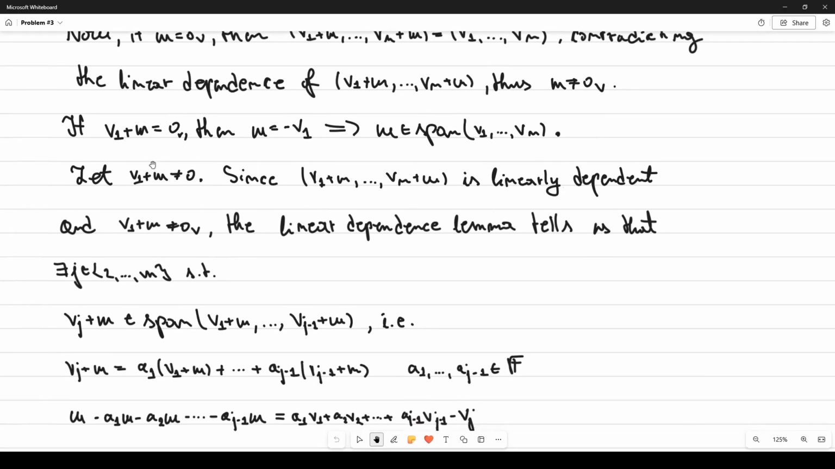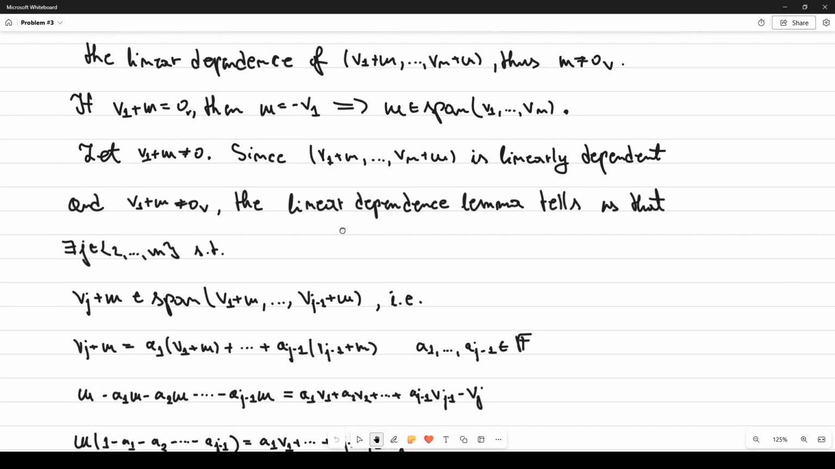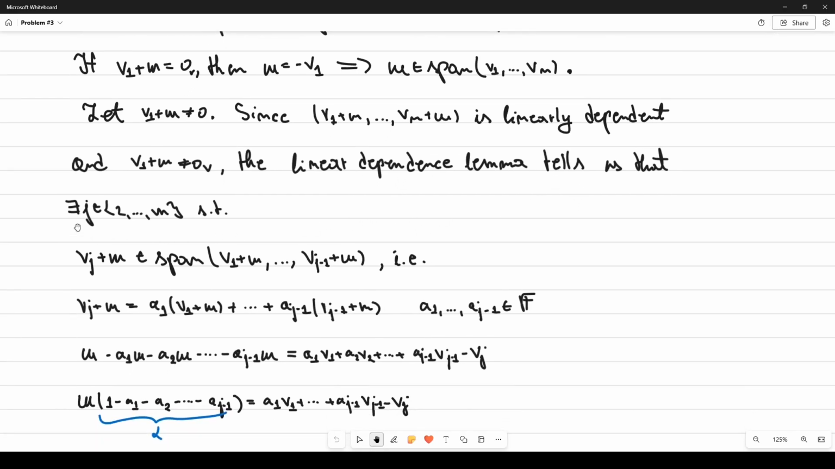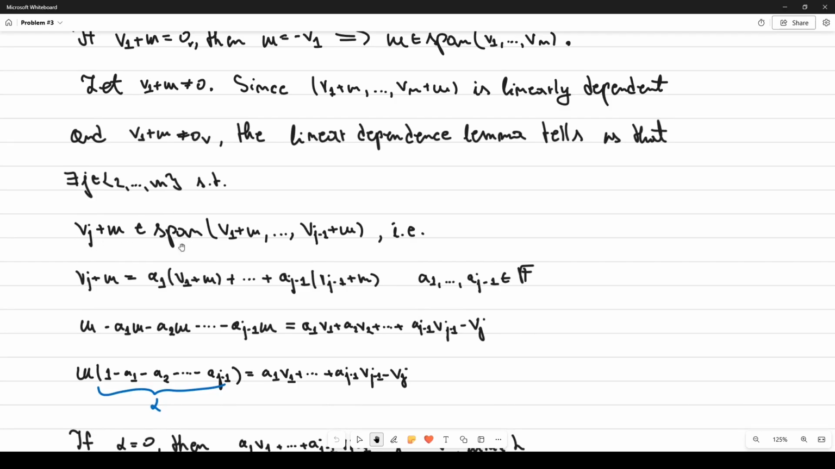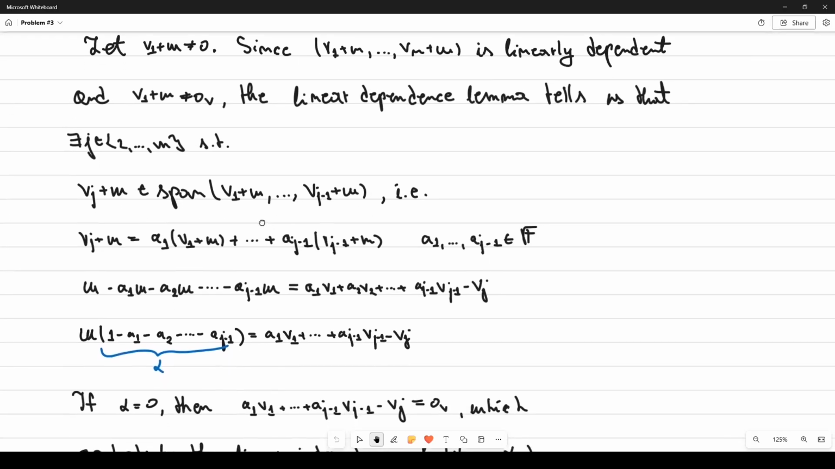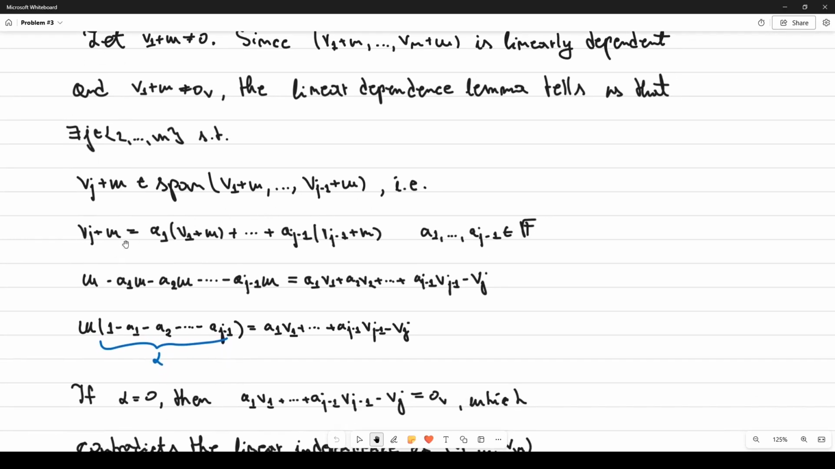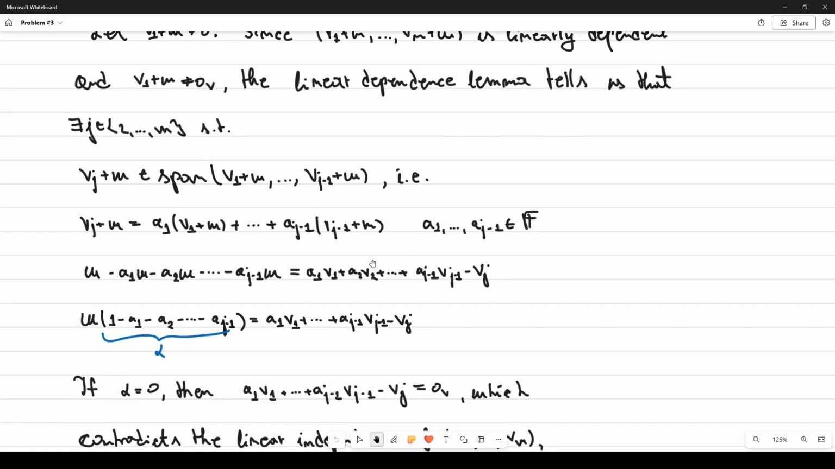Well, now we fulfill all of the conditions for the linear dependence lemma. So we have a linearly dependent list of vectors, and the first element is different from 0. The linear dependence lemma tells us that there exists some index j such that Vj plus W belongs to the span of all the vectors that come before it in the list. So we know that Vj plus W is equal to some linear combination of these vectors. So these scalars are guaranteed to exist by the linear dependence lemma.